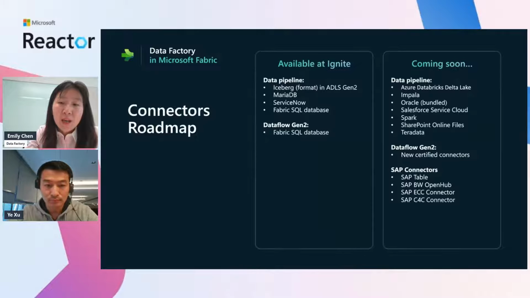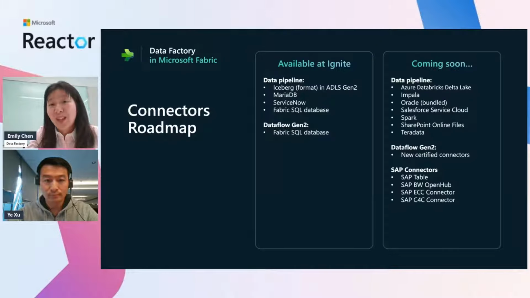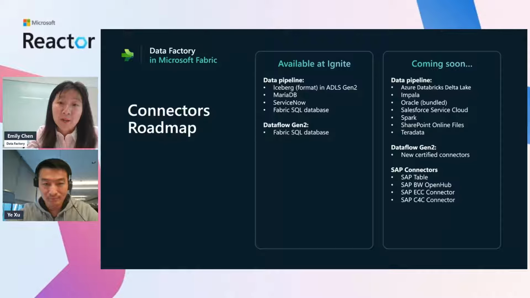Okay, so here we show you the connectors roadmap. What we announced today, actually last week at Ignite, is that we have Asperger format supported in ADLS Gen 2, supported for pipeline. And we have two pipeline connectors, MariaDB and ServiceNow, which are available now. And Fabric SQL database is available and supported for both pipeline and Dataflow Gen 2.